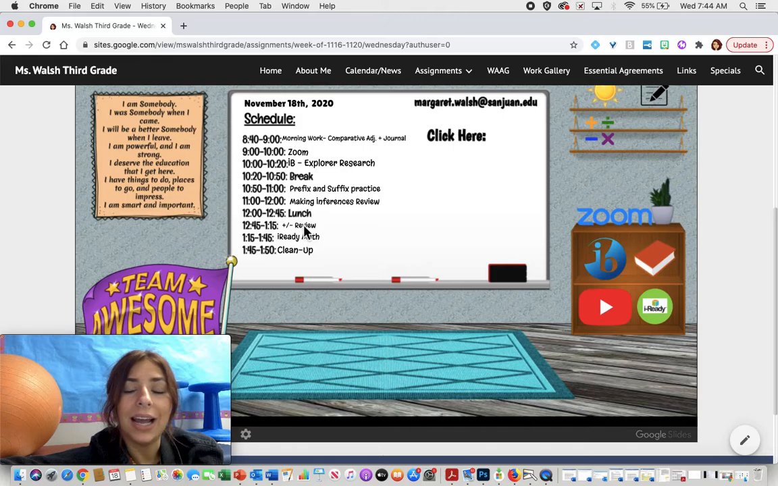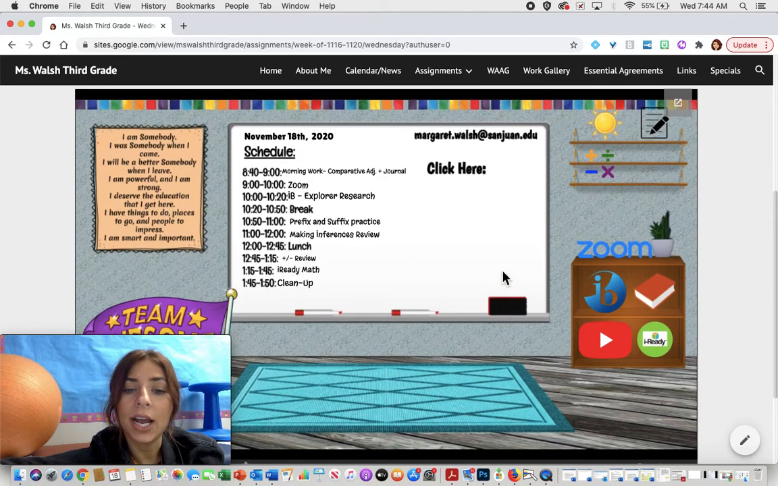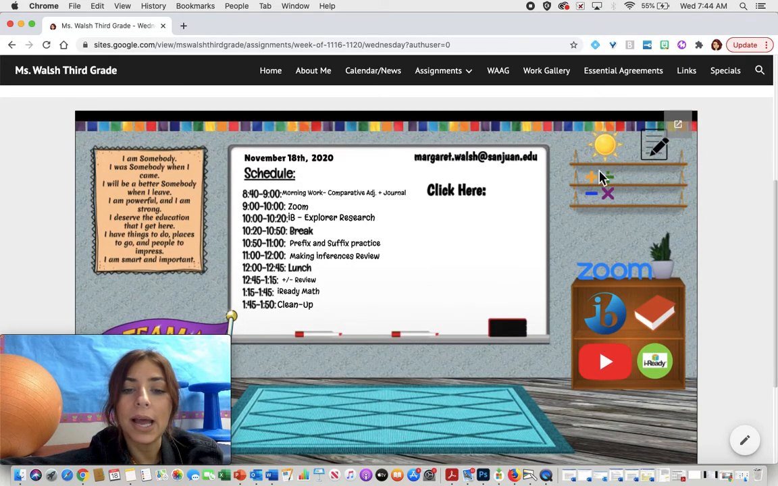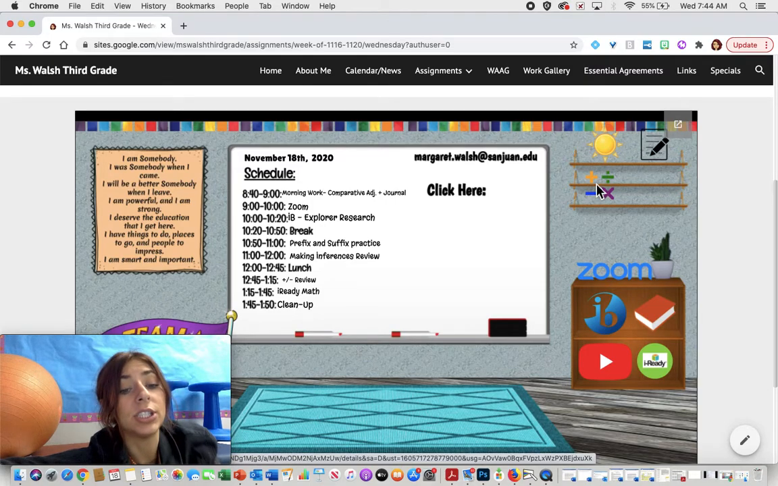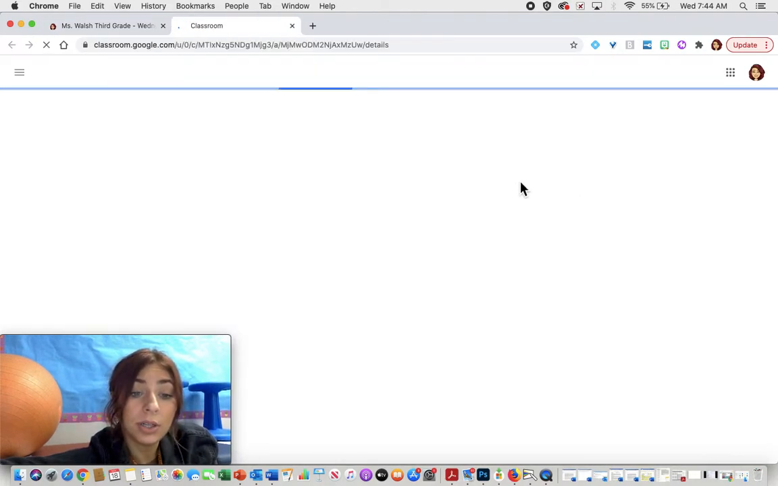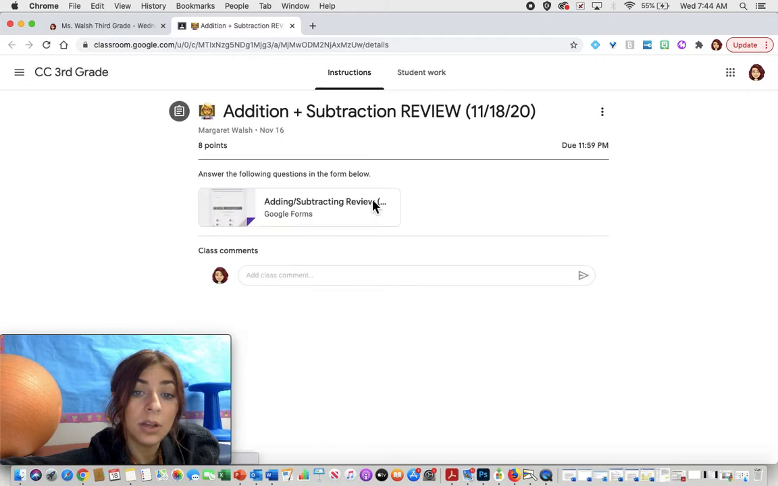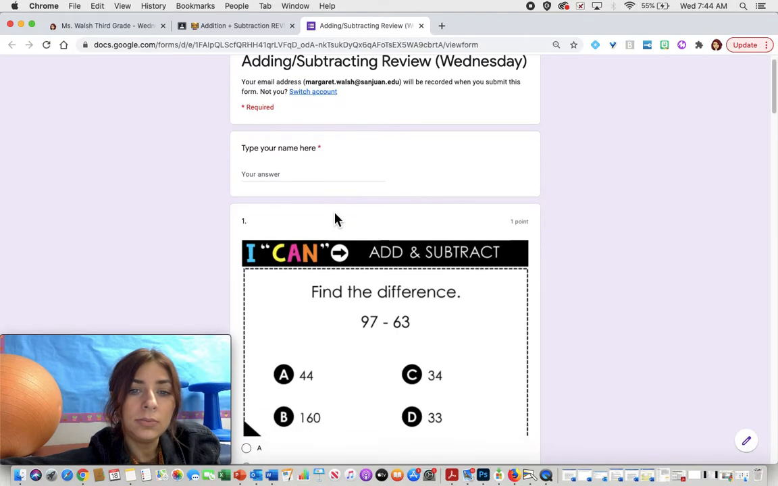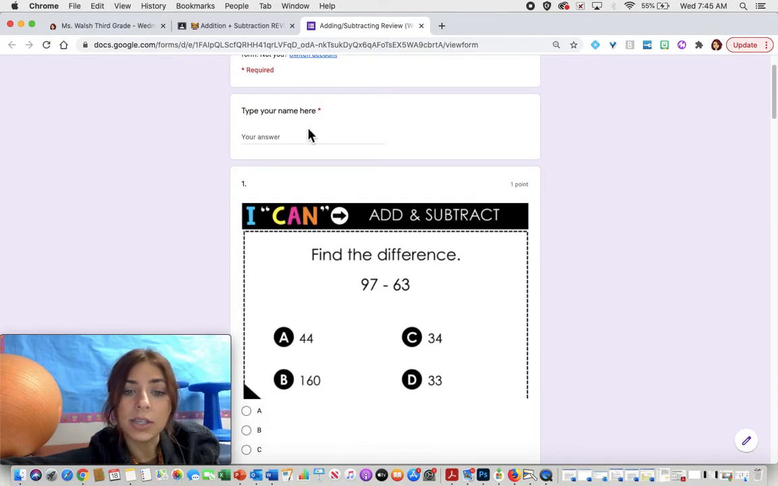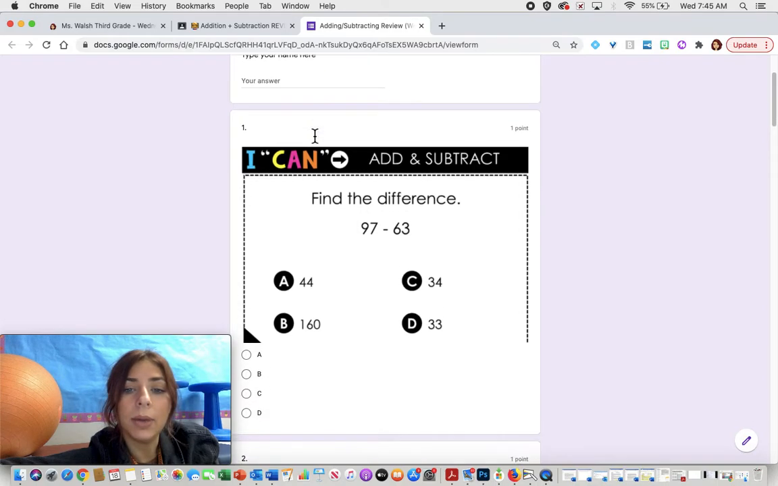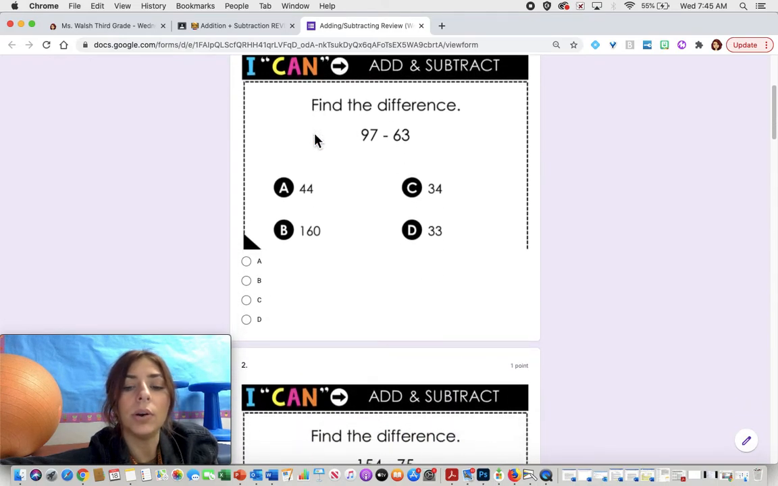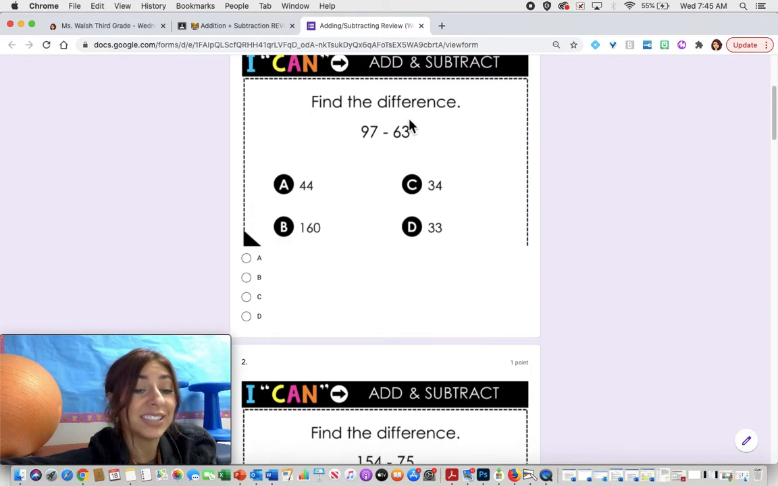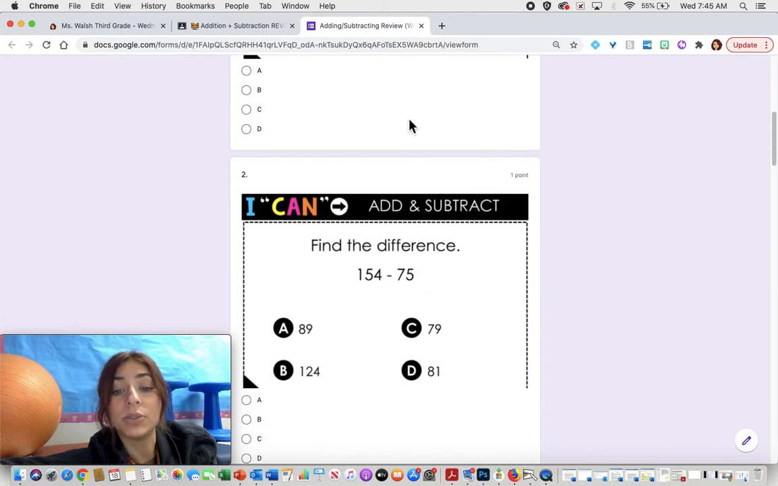Then you have lunch. Eat your lunch, and after lunch you are going to come back and do your addition and subtraction review. Go ahead, you're going to click right here. And again, as always, start by typing your name, and you are going to go through and subtract. Remember, difference is the answer to a subtraction problem.